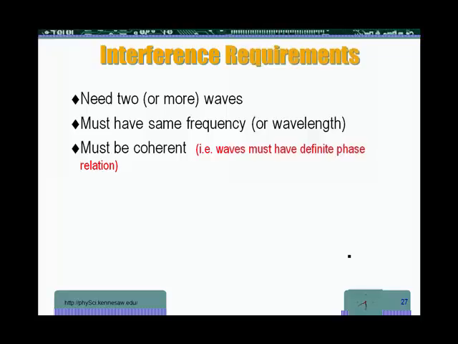The requirements for interference are that we need two or more waves. They need to have the same frequency. Alternatively, we can say the same wavelength or the same color. And they must be coherent, meaning they must have a definite phase relation. Like they need to be in phase or out of phase, so we can compare them. If the phases are not easily related, we are not going to be able to have interference. We'll get back to this in another segment.